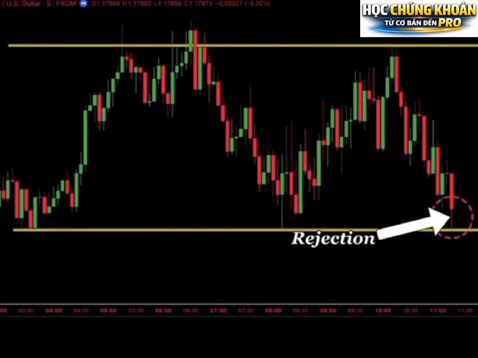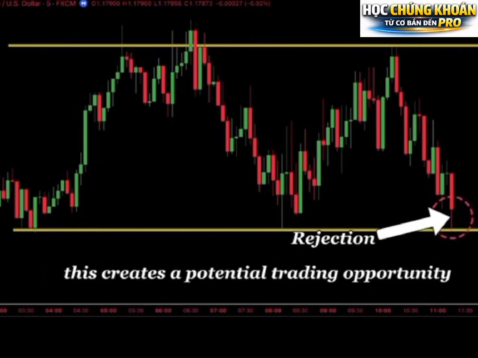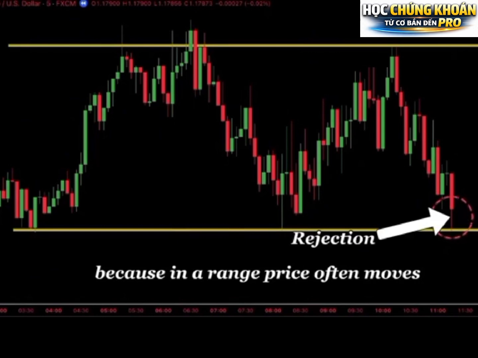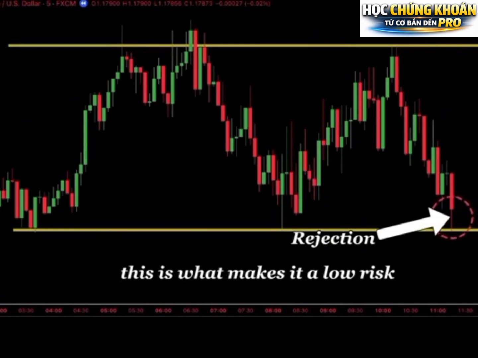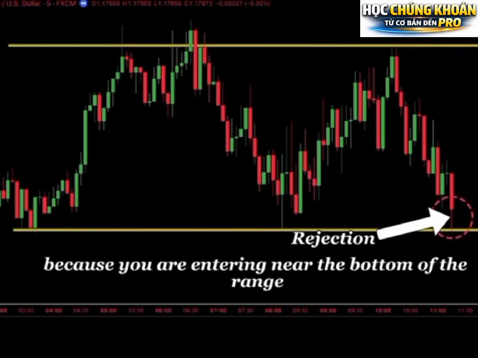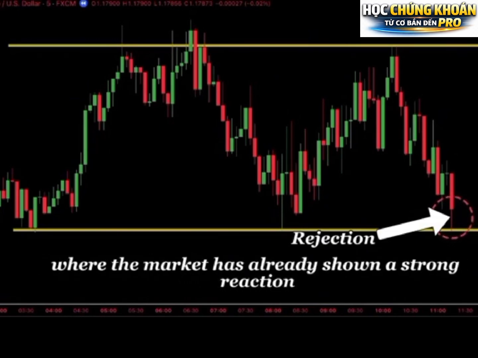This rejection tells us that sellers were unable to push the price lower and buyers are stepping in to take control. This creates a potential trading opportunity because in a range, price often moves from one side of the range to the other, in this case from support back toward resistance. This is what makes it a low-risk, high-reward setup because you are entering near the bottom of the range where the market has already shown a strong reaction.